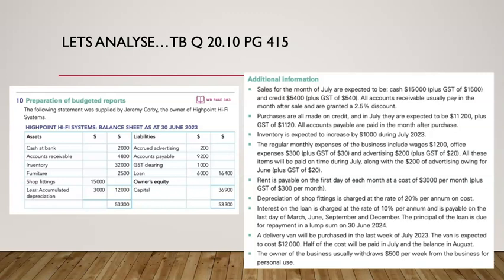Let's analyze a complicated one, question 20.10, High Point Hi-Fi Systems. We're asked to use this information, so pause the video and have a look at it, and make not just one budgeted statement, a budgeted cash flow statement, a budgeted income statement, and a budgeted balance sheet, using all of this information. So we're probably pretty happy we don't have to.